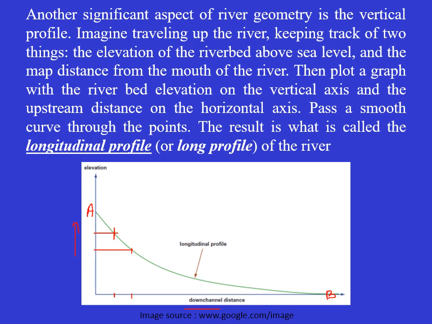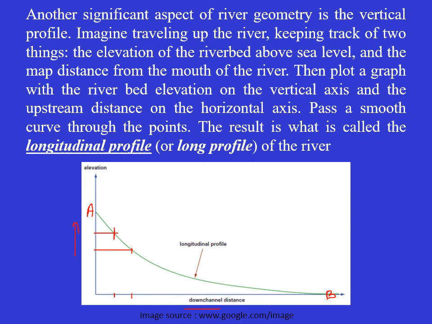So on the x-axis it is the linear distance from the source, and on the y-axis it is the altitude or height or elevation. If we get all these points starting from its source to its mouth, and we join them with a free line, we will get this kind of curvy, concave up linear diagram, which is the longitudinal profile or long profile of the river. So it basically indicates the change in elevation of a river through its journey path.